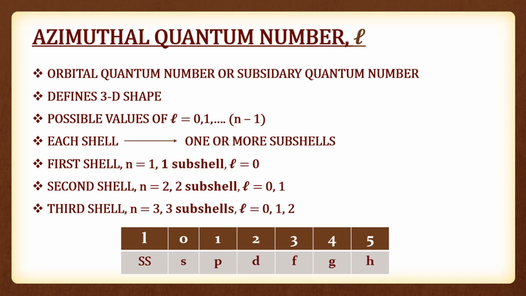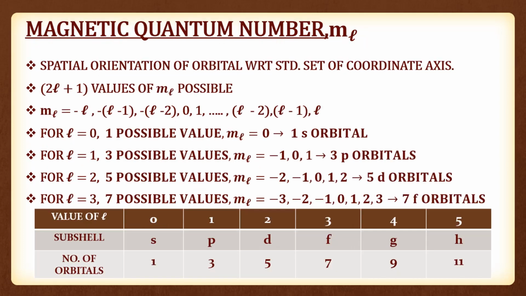So for n is equal to 1, L is equal to 0, the subshell defined as S subshell. For n is equal to 2, L is equal to 0, S subshell and L is equal to 1, P subshell. For n is equal to 3, L is equal to 0 is the S subshell, L is equal to 1 is P and L is equal to 2 is D subshell. For n is equal to 4, L can be 0, 1, 2 and 3. L is equal to 0 corresponds to S, 1 corresponds to P, 2 corresponds to D and 3 corresponds to F.